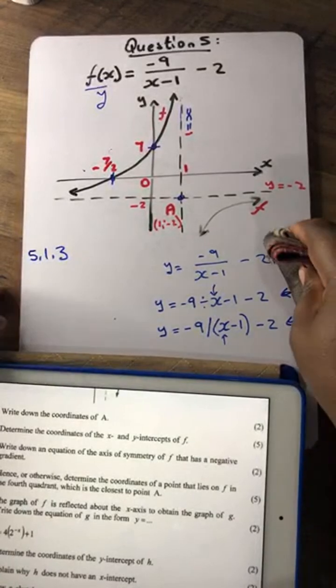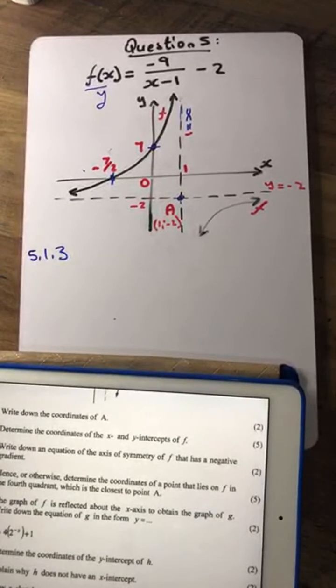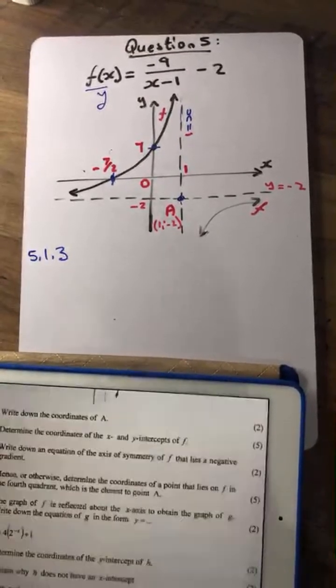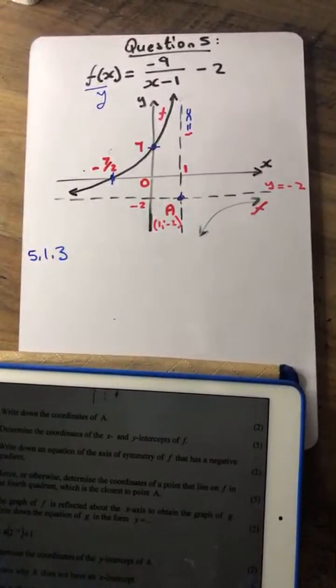So what is the answer to our question, honorable members? Typing the answer to this question is going to be very easy. So that is the answer.